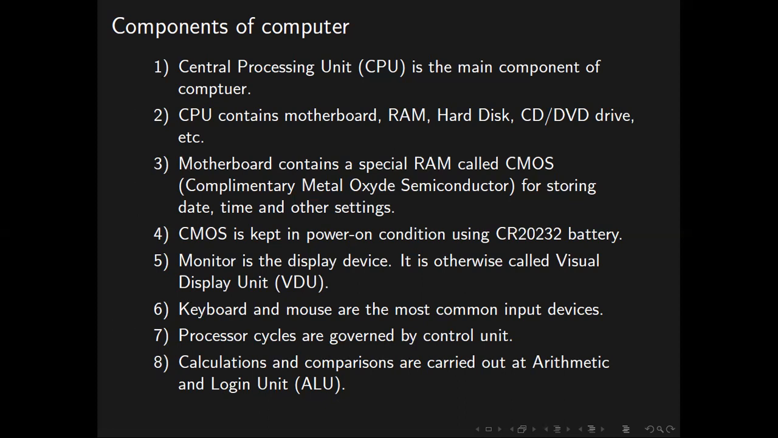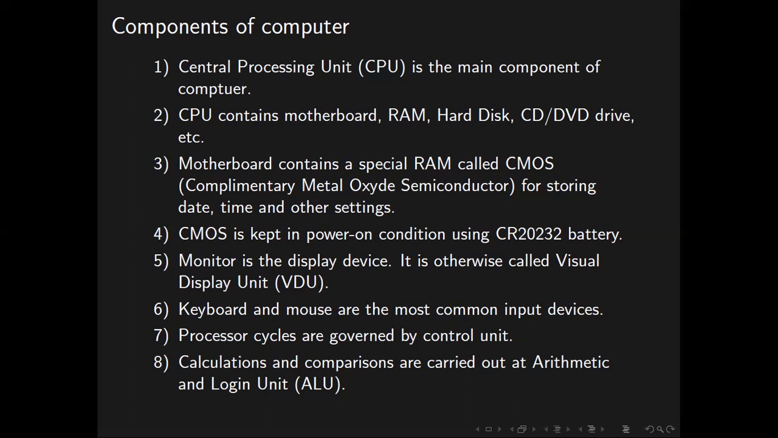Volatility means something which evaporates immediately. You place something, it evaporates and is gone. Similar to that, RAM will not retain any information. Any information you store in RAM will be gone when you reboot the computer. It will no longer be available. Therefore, we call it a volatile memory.